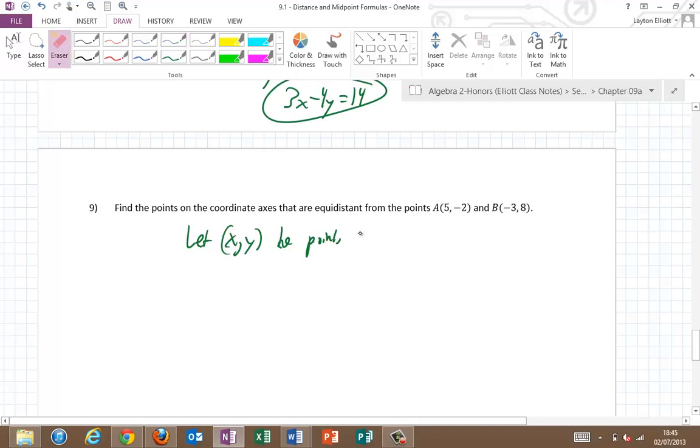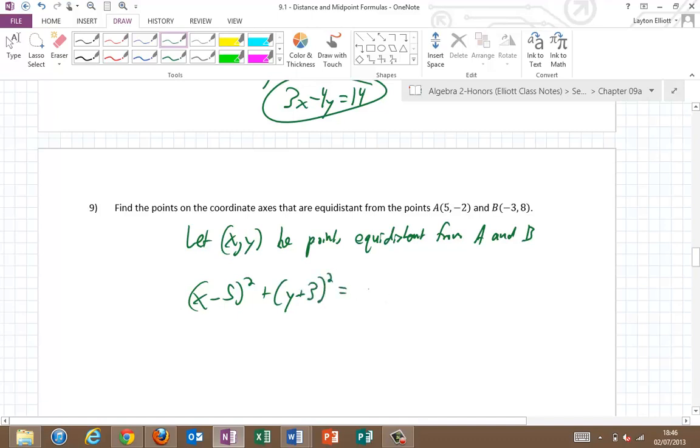Or actually we should just say points equidistant from A and B. Then I'm going to say x minus 5 squared plus y minus negative 3 squared equals x minus, oops, that wouldn't be y minus negative 3 squared, that'd be y minus negative 2 squared. Okay, there's 3, but I'm catching them, so then we go x minus a negative 3 squared plus y minus 8 squared.